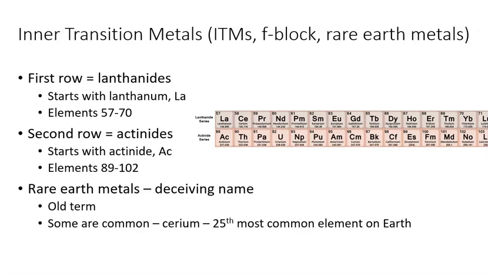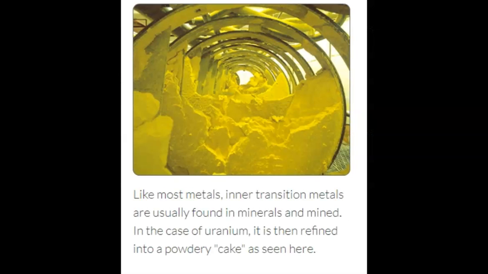In many texts or websites you may take a look at, you may see the elements of the lanthanide and actinide series referred to as the rare earth metals. This is an old term that is deceiving. Some are quite common. Cerium is the 25th most common element on Earth. Like most metals, inner transition metals are usually found in minerals and mined. In the case of uranium, it is then refined into a powdery cake, as seen here in this picture.